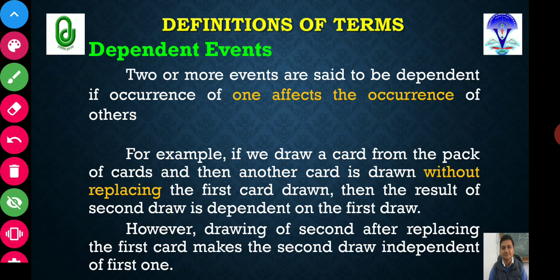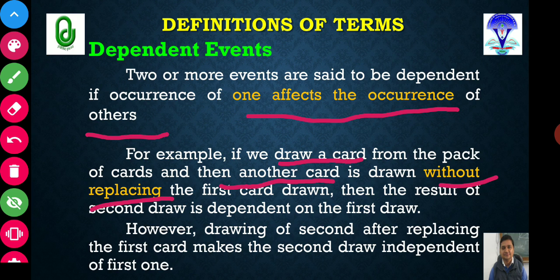The next one is dependent event. What is dependent event? 2 or more events are said to be dependent if the occurrence of one affects the occurrence of another. If the occurrence of one event is affecting the occurrence of the other, then it is called dependent event. Let us take one example. If we draw a card from a pack of cards, and then another card is drawn without replacing the first card.